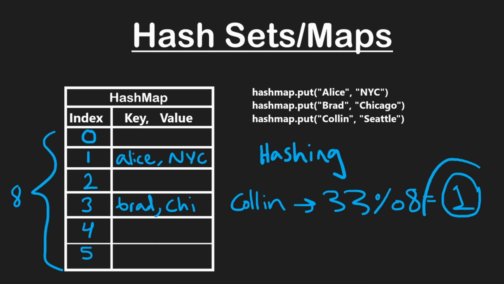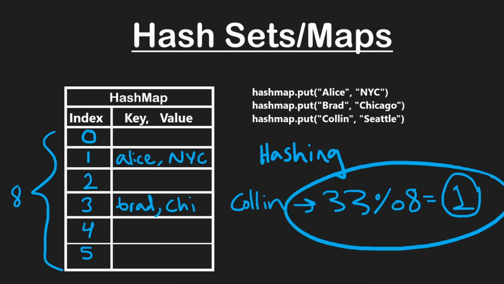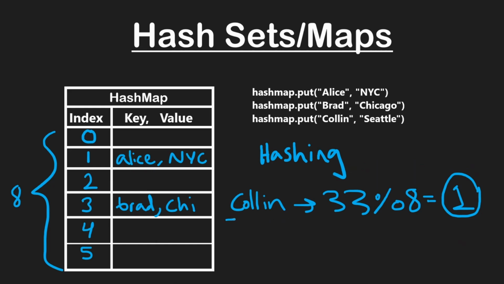How would we actually handle this now? I mean, if we really wanted to, we could resize the array and maybe that would decrease the chance of this being a collision, but it still might end up being a collision. So we need a different way of handling collisions, and there are actually multiple ways of doing that.